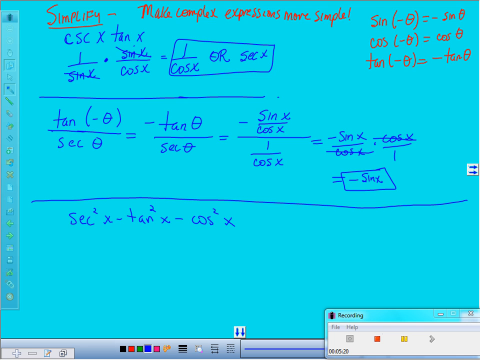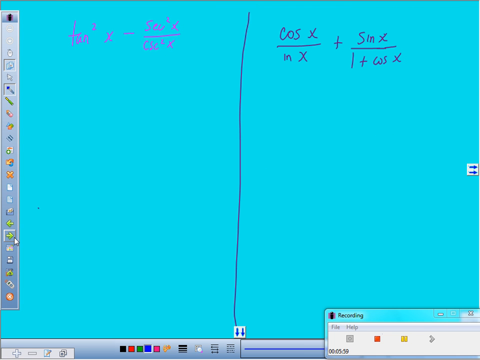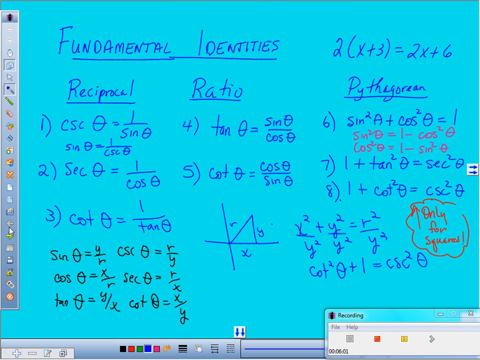You have a secant, a tangent, and a cosine. If you go back and look, you will notice that, looking at 6, 7, and 8 only, there's an identity that connects secants and tangents. In our case, our problem has secant squared minus tangent squared. So I could look at problem number 7 here and go, oh, if I subtracted the tangent over, I'd have secant squared minus tangent squared. And that would be equal to 1.